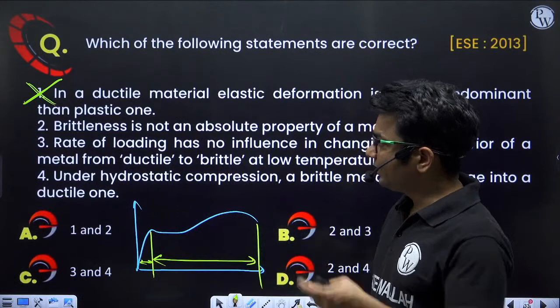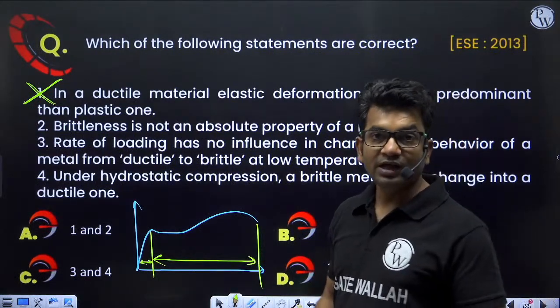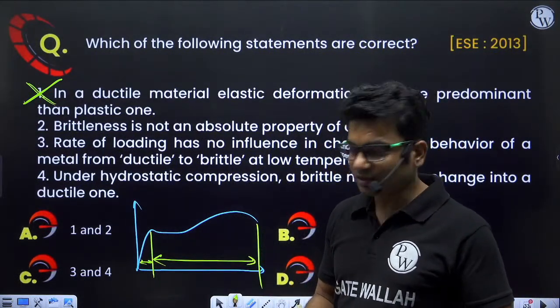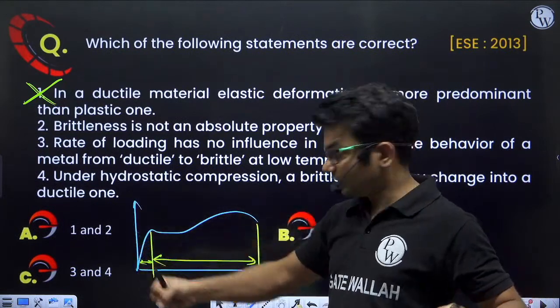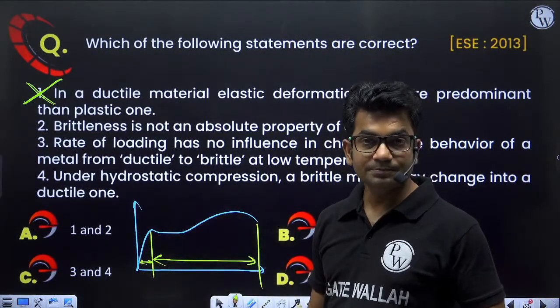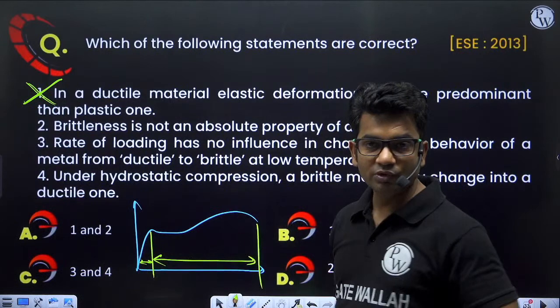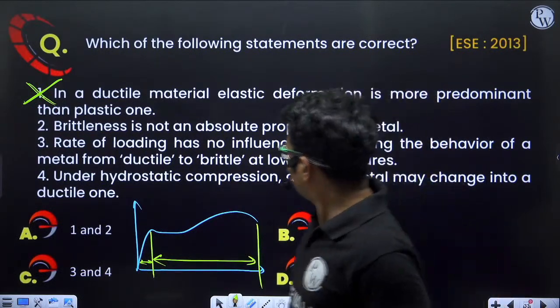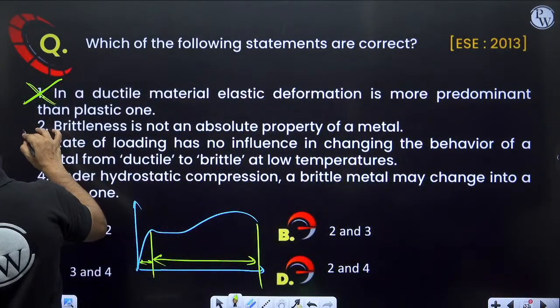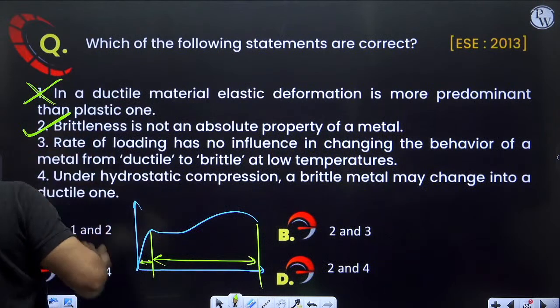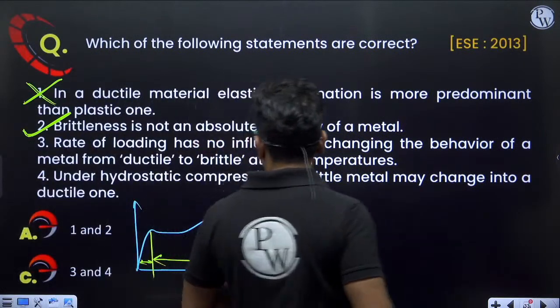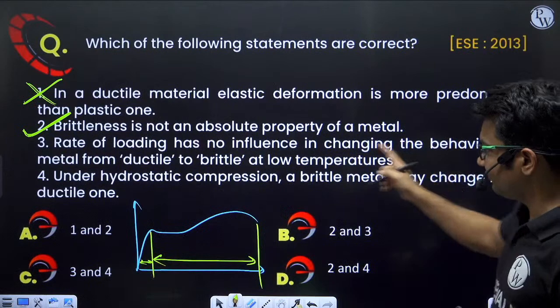Okay, so it is not an absolute property of the material, and it also depends on the rate of loading. If I apply sudden loading, then it might happen that mild steel will break without undergoing such elongation. Okay, so it is not an absolute property of the material. This statement is correct.